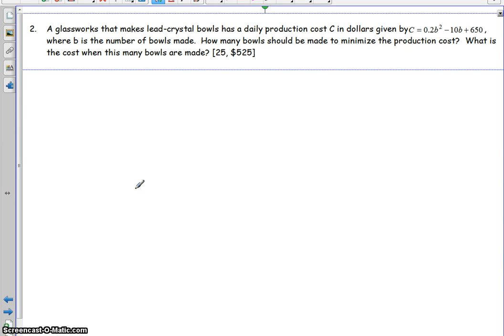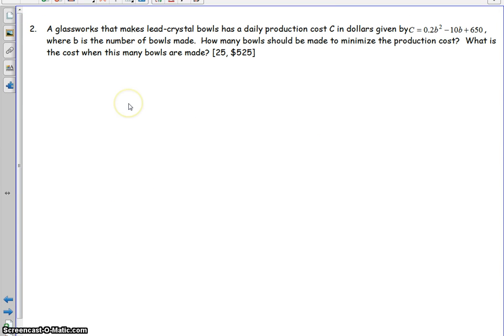So in number 2, we have a glassworks that makes lead crystal bowls and has a daily production cost in dollars given by that equation. And so the cost C depends on the number of bowls made, which is B. So it's already defining your variables for us there. How many bowls should be made to minimize the production cost, and what is the cost if this many bowls are made? So again, our variables are already defined for us, but it says how many bowls should be made to minimize the production cost. See that word minimize there, you know it's something to do with the vertex.